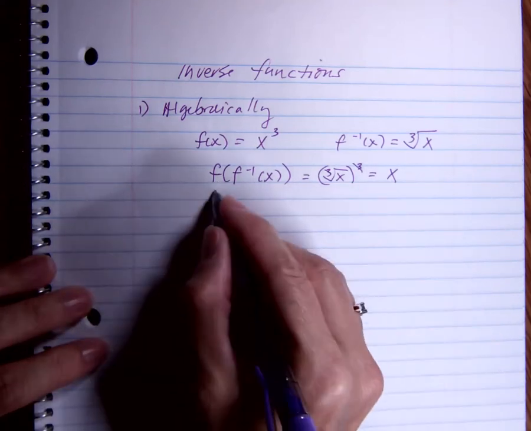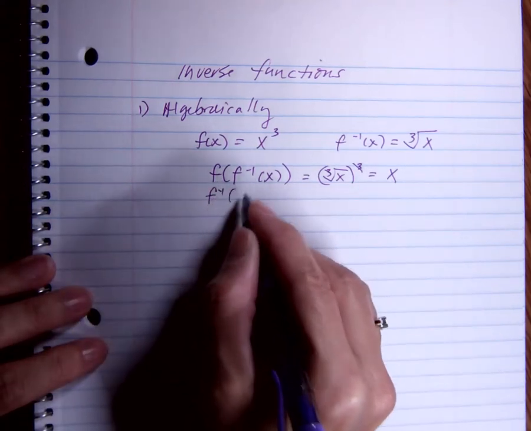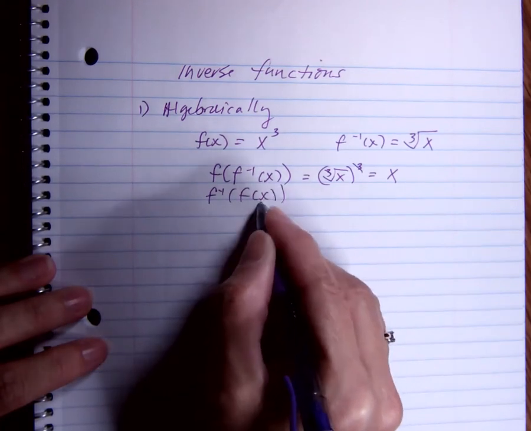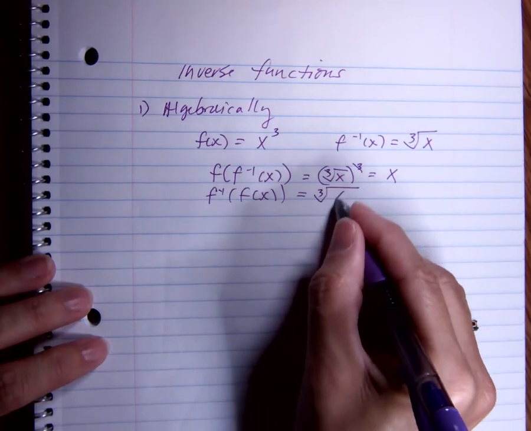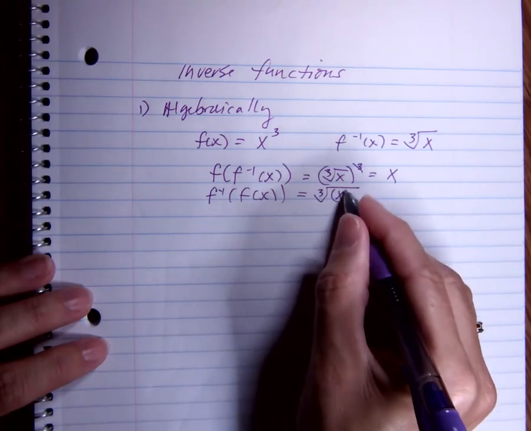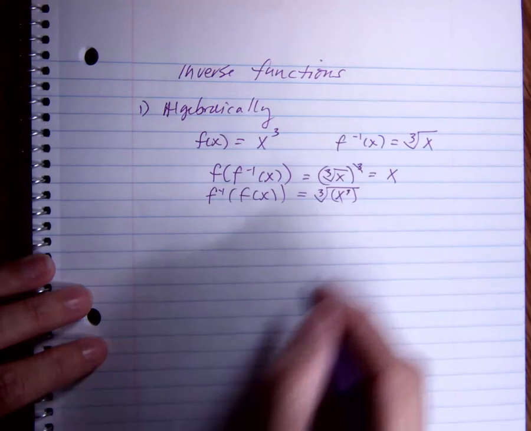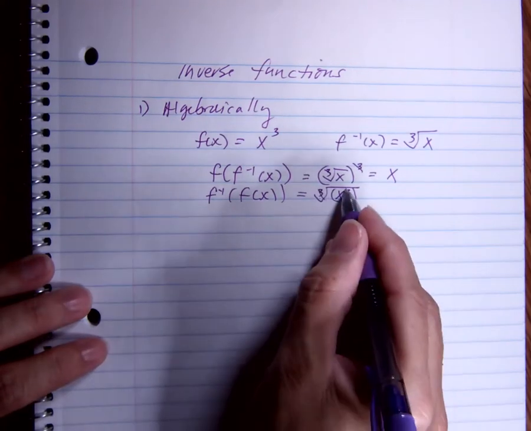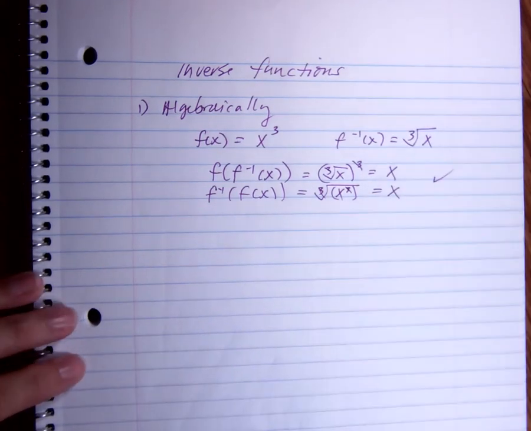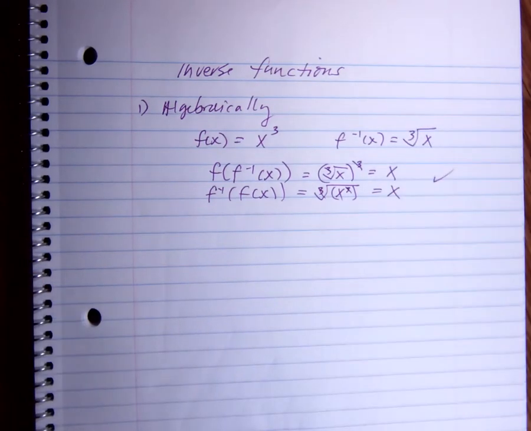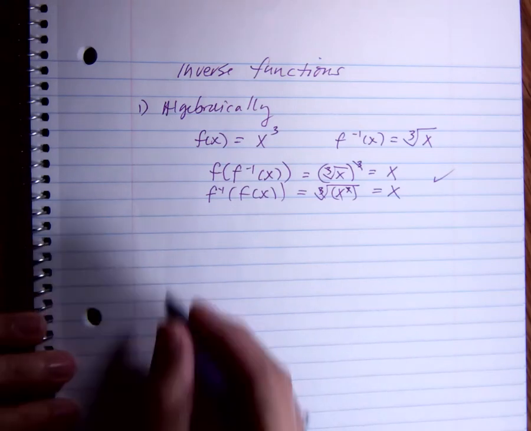This also has to be true, though, in the other order, meaning you have to plug f of x now into the inverse. So this time it looks like the inverse, which is the cube root of f of x, which is x cubed. They still cancel in this order, and you still get x. So for two functions to be inverses algebraically, you have to be able to plug them into one another by composition and have them undo all of the operations.